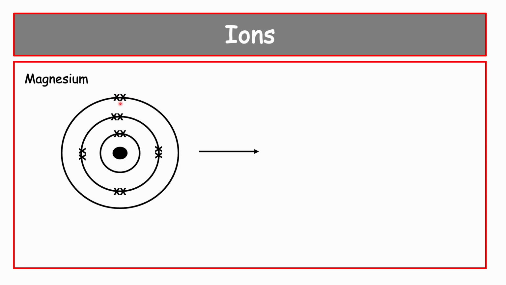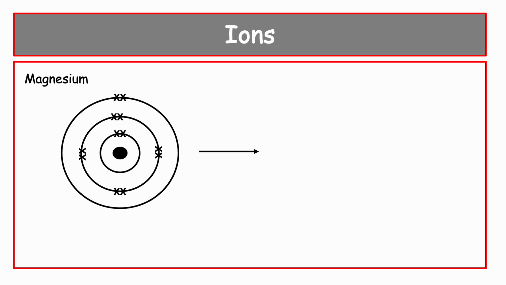I can double check I've got the right answer by looking at this outer shell. I know magnesium's in group 2, so it should have 2 electrons in the outer shell. I've put 2 there, so I know my answer is correct. In order to become stable, magnesium gains a full outer shell. To do this, it could either gain 6 electrons to fill up the third shell, or it could lose 2 electrons. Hopefully we're starting to realise that it's easier for magnesium to lose 2 than it is for it to gain 6. So magnesium will lose the 2 outer electrons to form an ion.